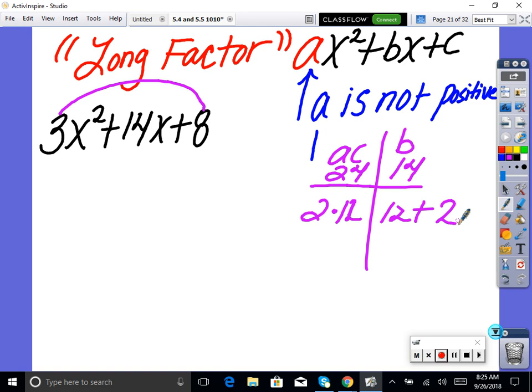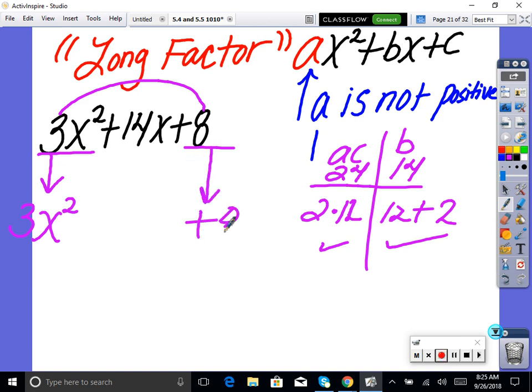All right, now check, it works in both cases. Now because we have a 3, we cannot just insert and go x plus 12 and x plus 2. So we're at the step called drop and break. What we do is we drop down our end terms exactly as we see them. Drop and drop. So that's positive 8.